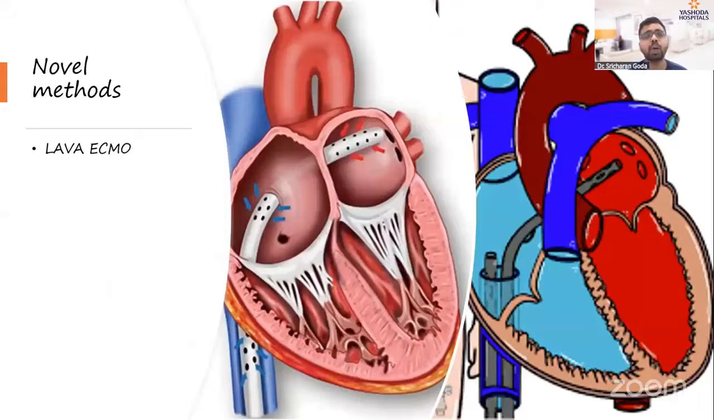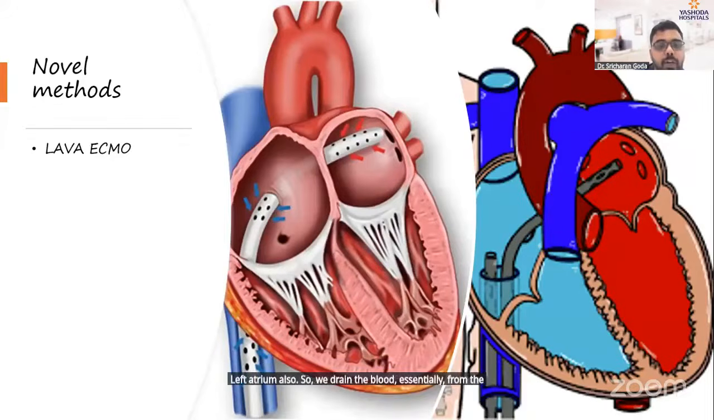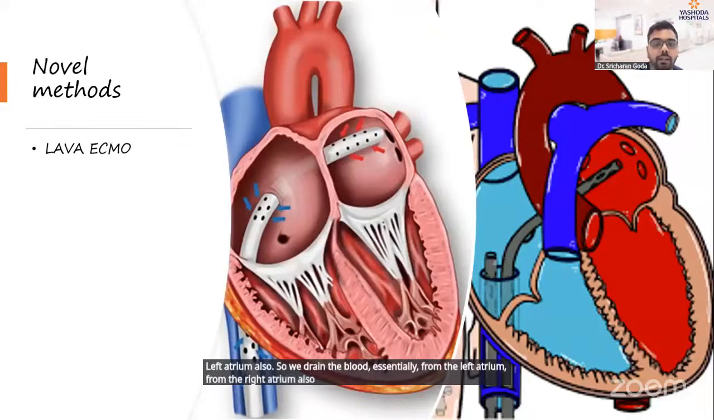There are certain novel methods which have come up recently. This includes the LAVA ECMO and the PAVA ECMO. The LAVA ECMO includes placement of a cannula into the left atrium through the interatrial septum, so it's a transseptal approach. We drain the blood essentially from the left atrium and from the right atrium also, and we give the blood back into the aorta. So it's LAVA ECMO, left atrial veno-arterial ECMO.